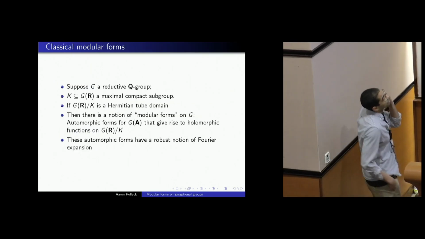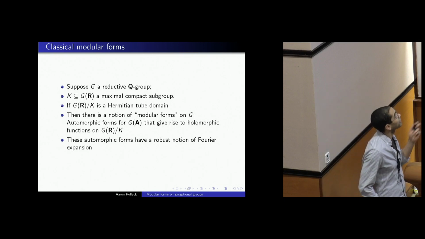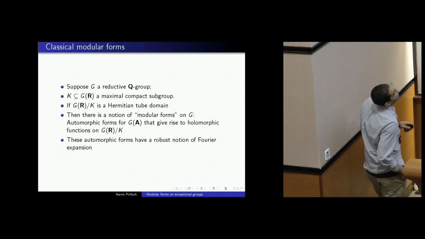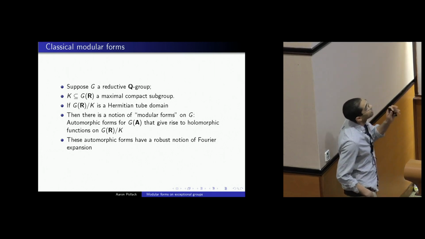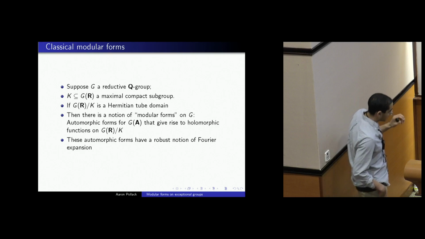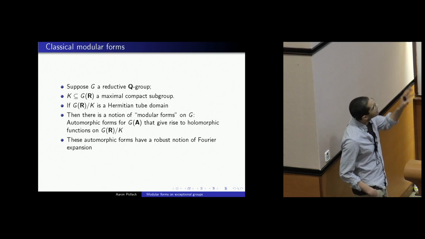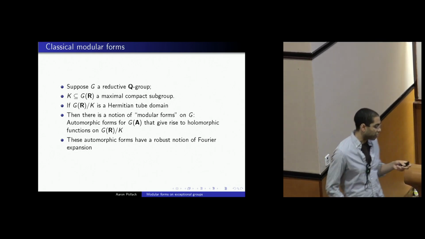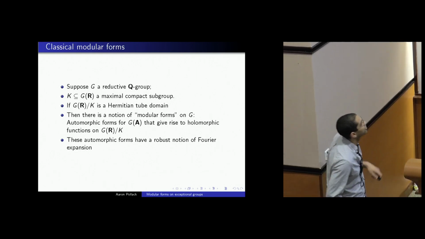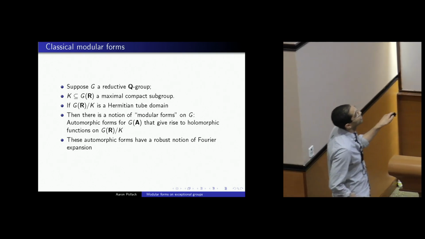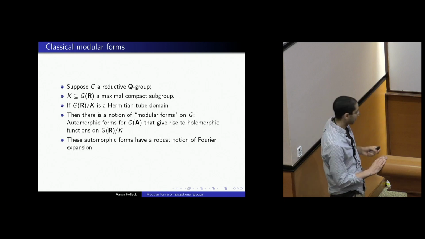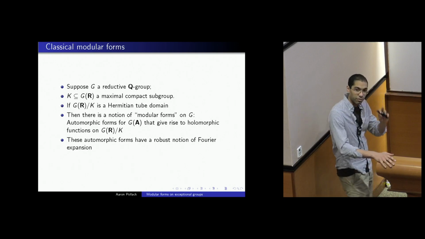Okay, so first, classical modular forms. What do I mean by that? Take a reductive group G over Q and take a maximal compact subgroup K of the real points. Suppose the group G is such that the symmetric space G(R) mod K has a Hermitian tube structure. In this case, there's a very special class of automorphic forms, the modular forms. These are the automorphic forms that give rise to holomorphic functions on the symmetric space. Those automorphic forms have a very robust Fourier expansion.